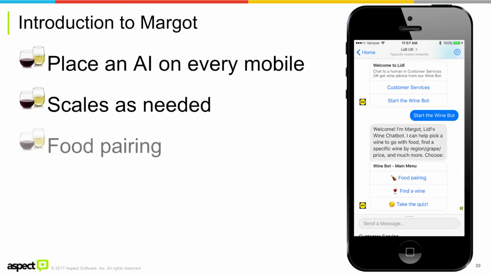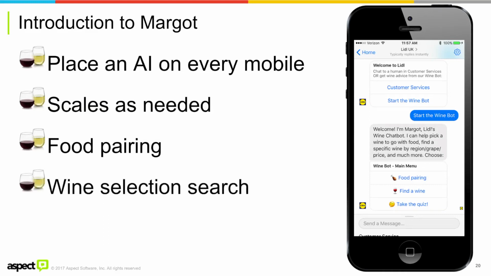And Margot does food pairing. So, I've picked this up for dinner. This is what I would like to eat tonight. What goes really well with this food? Margot also does wine selection search. So this is, I'm interested in a red wine from Italy, but I'm not interested in paying more than 10 quid. What do you have on the shelf? So asking for a query on what's currently available in stock according to certain criteria.